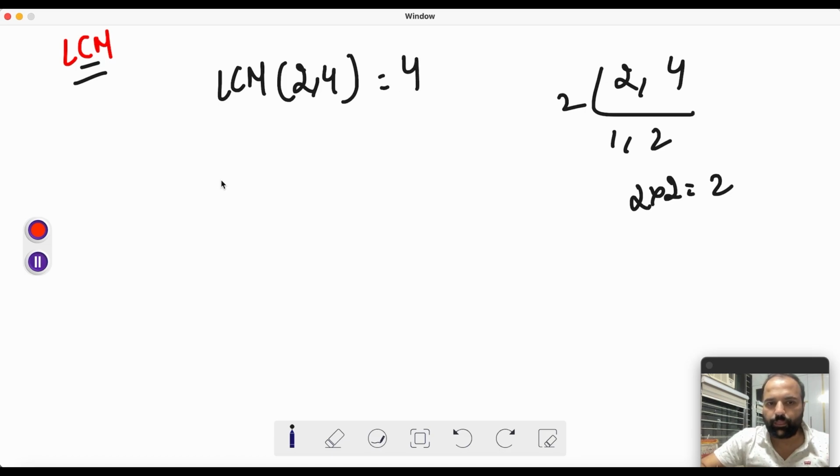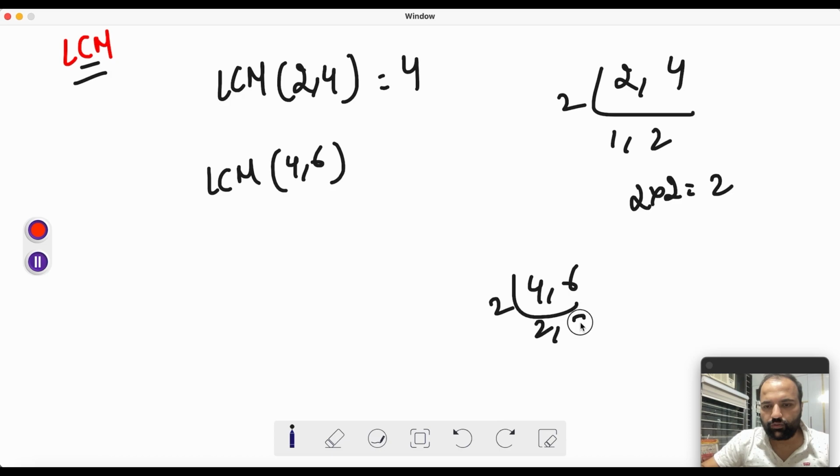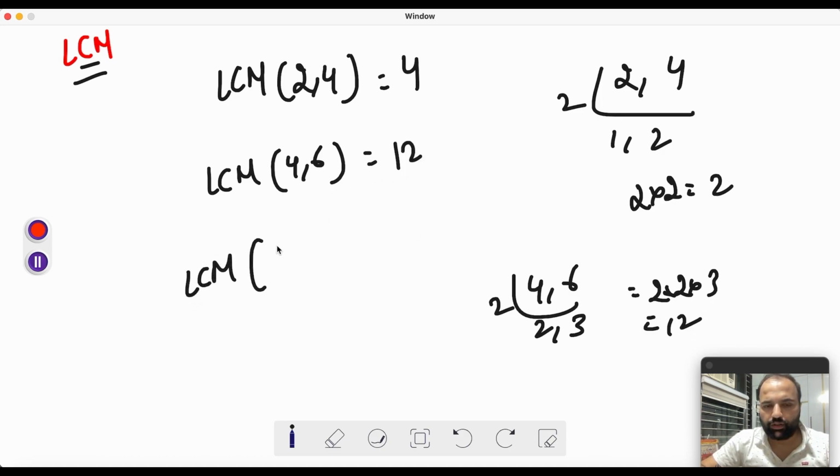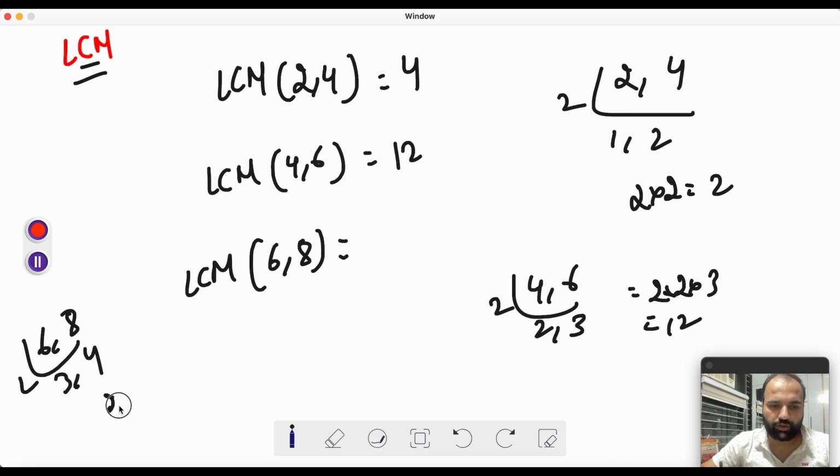Now if the same thing, if I had to take, let's say, 4 and 6, again the same process we would repeat. So 4, 3, and we will do 2 into 2 into 3. So it makes 12. So this is how we have been doing. We can do one more so that we understand what we have been doing and how we have been doing. So we used to do something like this. So 2 into 3 into 4.